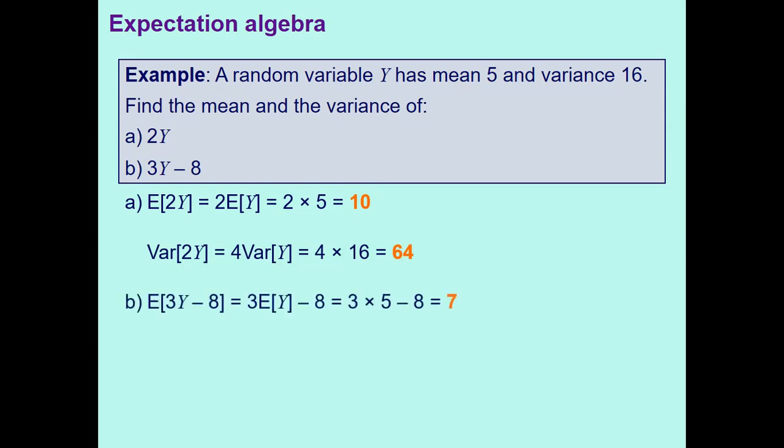Part B, if we're finding the expected value of 3y minus 8, we do 3 lots of the expected value of y, and then we subtract 8. So that gives us 7. And for the variance, we just have to remember that the minus 8 has no effect at all, so it's simply 3 squared, or 9, times the variance of y. So 9 times 16, 144.